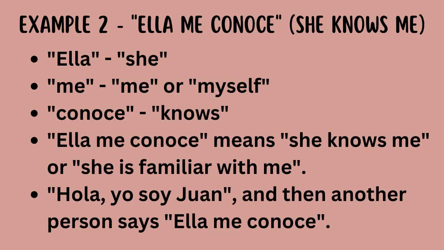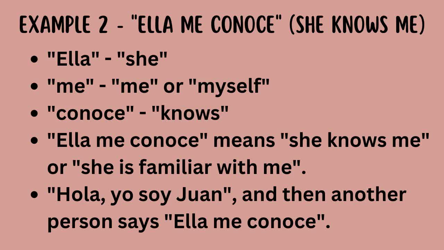Next example is Ella me conoce. It is a sentence in Spanish that consists of 3 words: ella, which means she; me, which means me or myself; and conoce, which means knows. When you put them together, Ella me conoce means she knows me or she is familiar with me. The word me refers to the person speaking, so it's like saying she knows me, that is to say, she knows who I am.